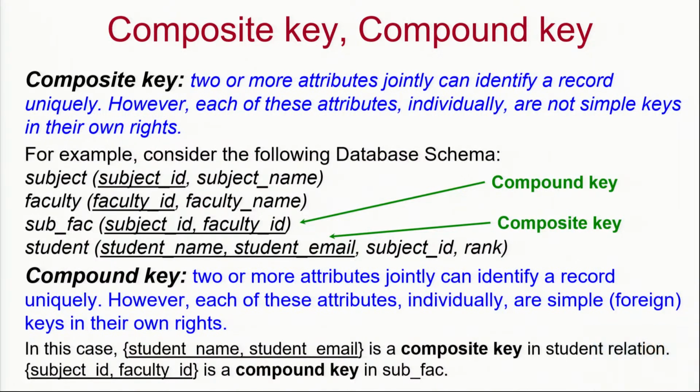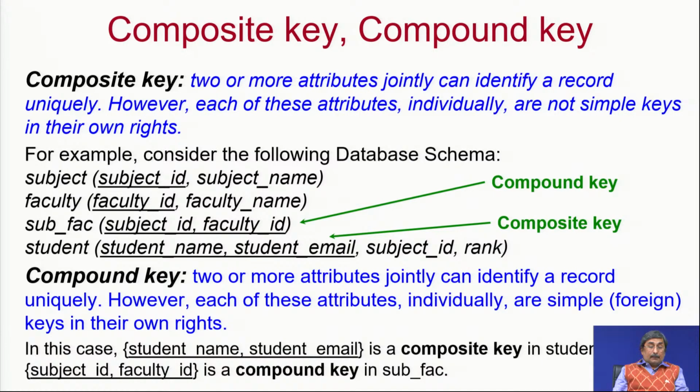Now, for example, if there is a subject relation, then maybe there are two attributes, subject ID and subject name. Subject ID is unique. So, therefore, subject ID is the primary key, but it is not a composite key. Why not? Because subject ID is only one attribute; the primary key contains only one attribute. Similarly, a faculty relation may have just faculty ID as well as faculty name. This also is not a composite key, because faculty ID is just one single attribute.